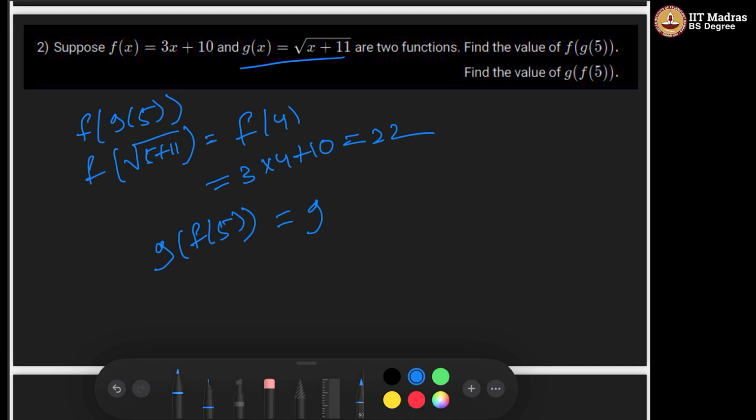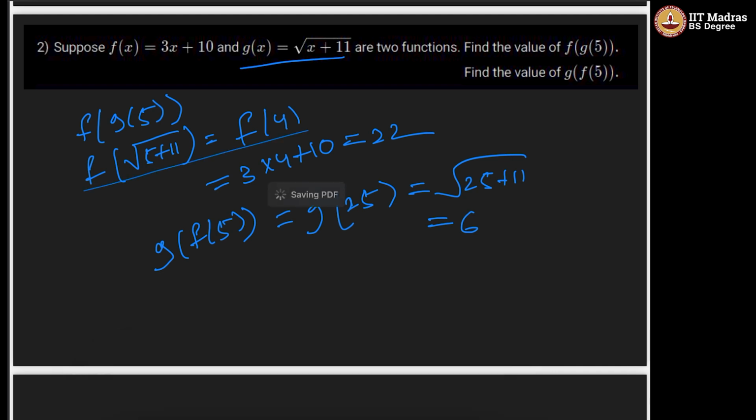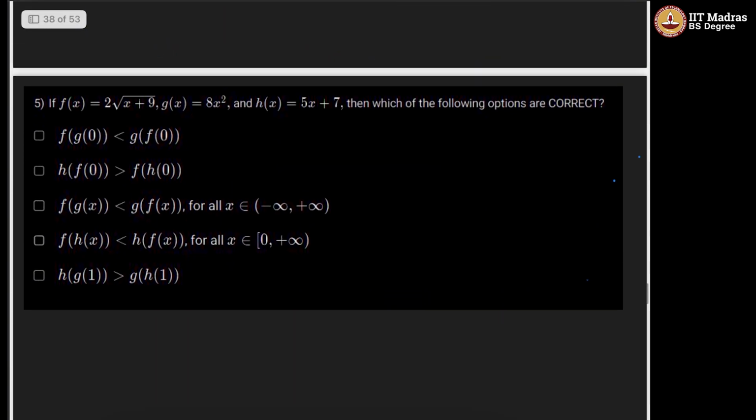So g of 25, that means root over 25 plus 11, that means 6. Okay. Let's move to the next question.